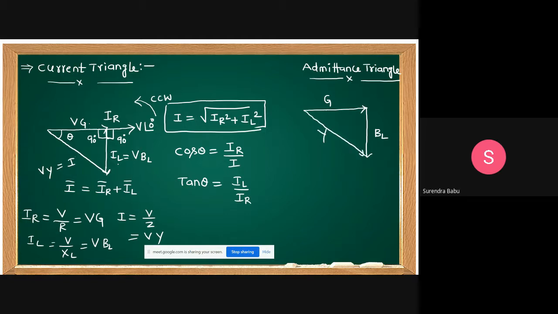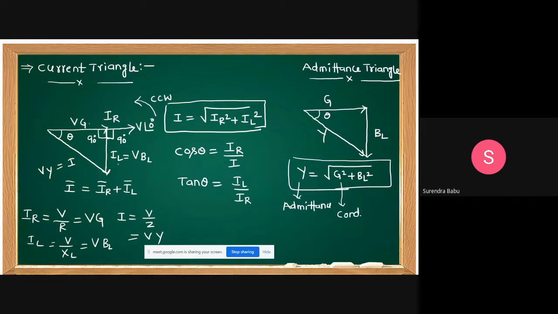Clear? This is Y. And this angle is the theta. Then what is Y equal to? Square root of G square plus BL square. Where Y is the admittance. G is the conductance, and BL is the susceptance. That is the inductive susceptance.